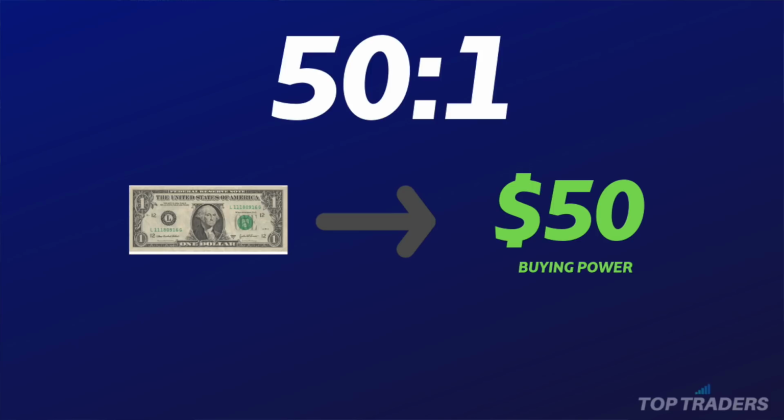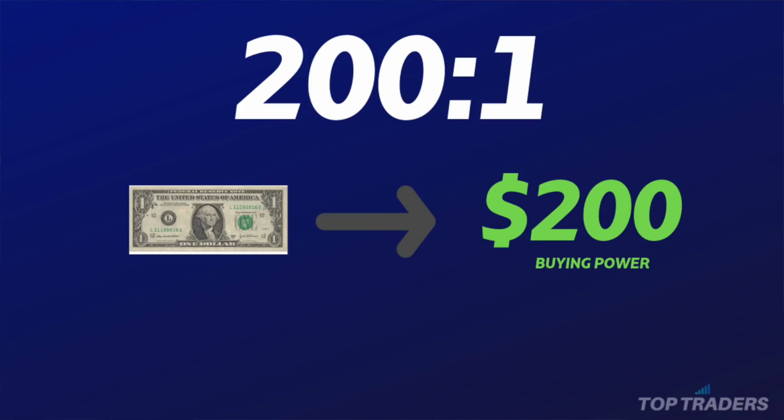What is that? Okay, so with leverage, if you have 50 to 1 leverage, for every dollar that you have in your account, you're getting $50 in buying power. So you can really see how it amplifies everything. Gotcha. So if a broker offers you 200 to 1 leverage, that means they're going to give you $200 for every dollar you have in your account.